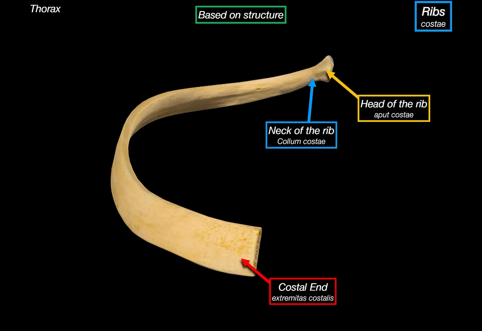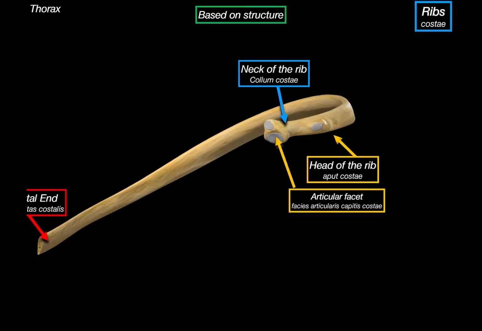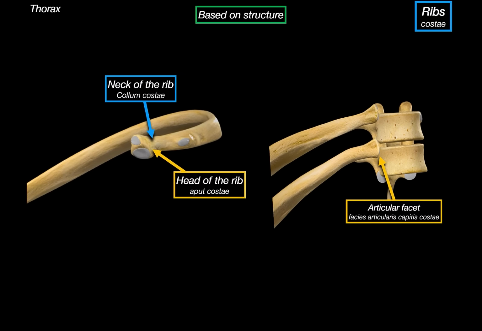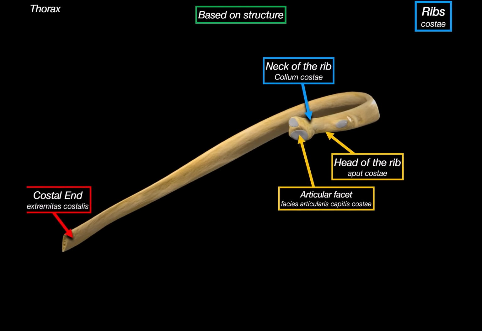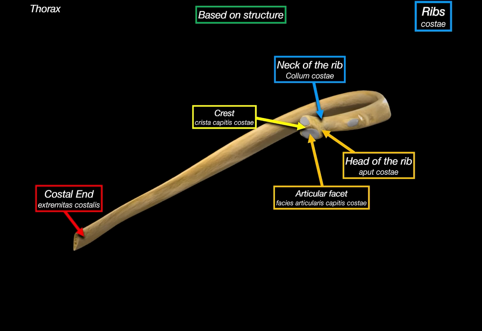How does it look? Let's rotate the rib a little bit. Here we can see 2 articular facets. These facets connect to the vertebral bodies. One articulates with the numerically corresponding vertebra, and the other with the vertebra above, as you see here. Between these 2 facets, there is a small ridge called the crest, which serves as an attachment site for the intra-articular ligaments of the costovertebral joints. Joints will be covered in the next video.